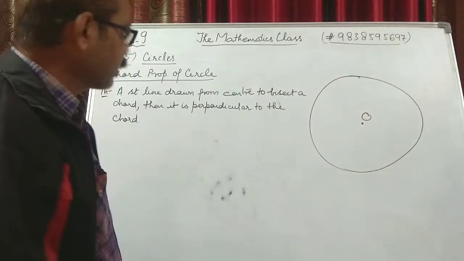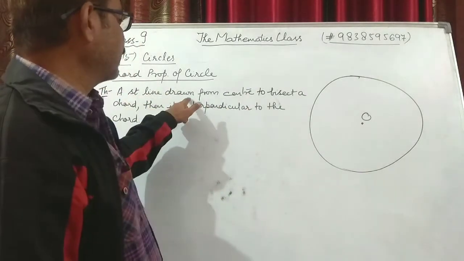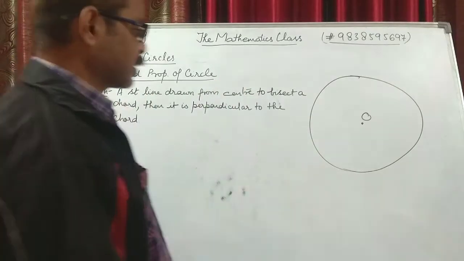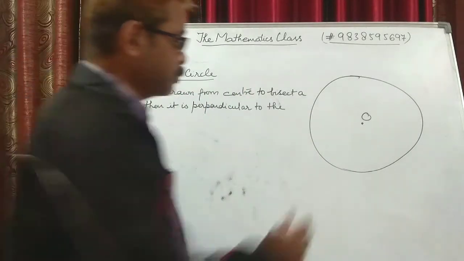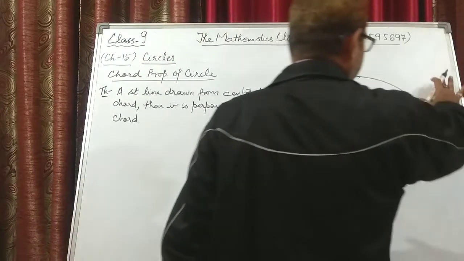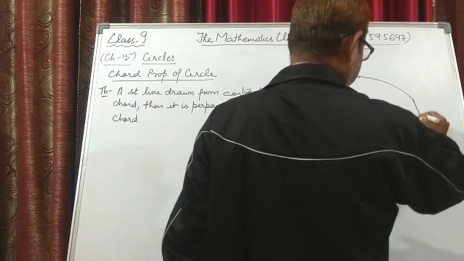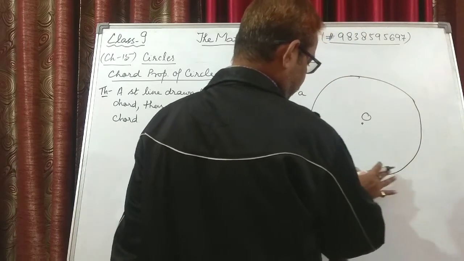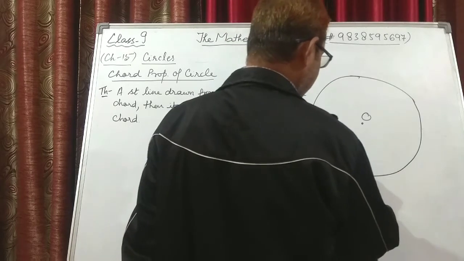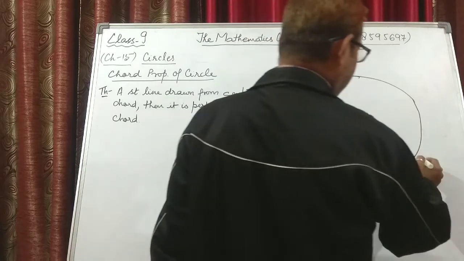According to the statement I am drawing the diagram. A straight line drawn from the center to bisect a chord means there has to be a chord in the figure. So I have drawn a chord, and now it looks like a circle. Let this chord be named PQ.